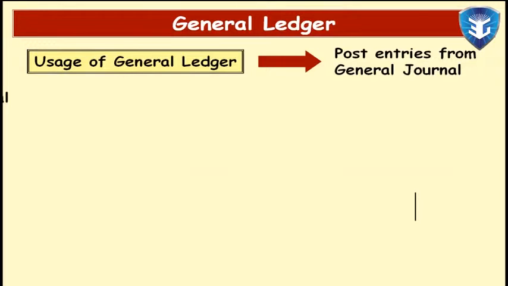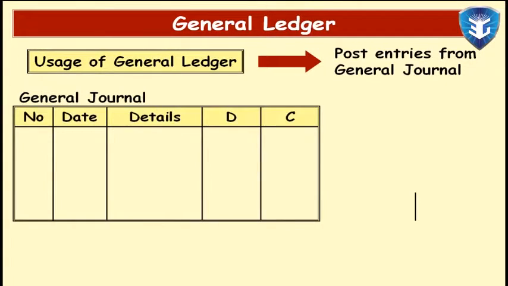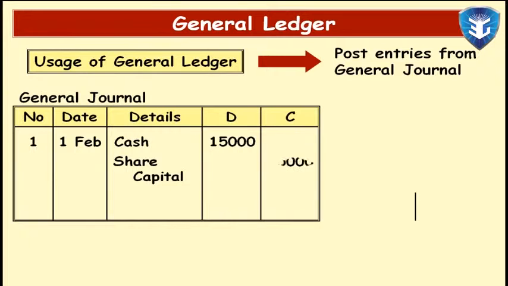And here you can see an example. This is a general journal, and in it we have one transaction. The date is indicated and details. We have cash, a $15,000 increase in cash, and we have an increase in share capital, also $15,000. And it is an establishment of business.